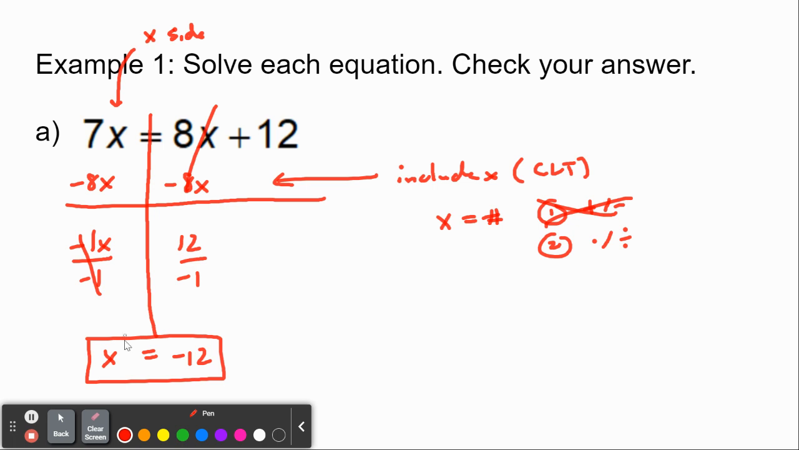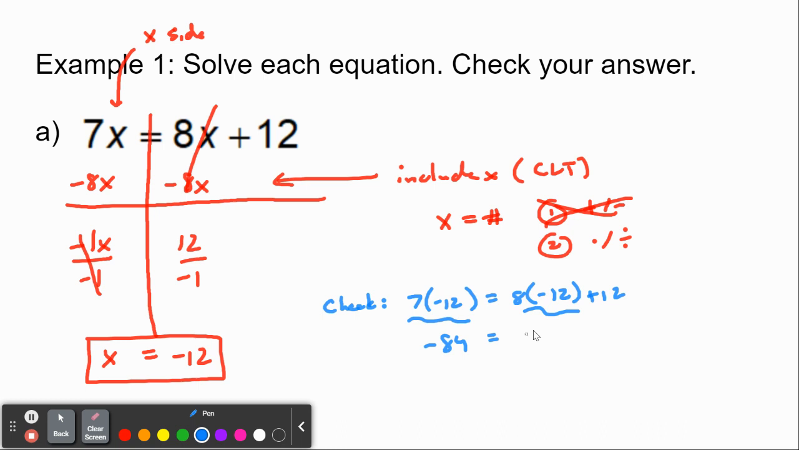Okay, so I think that's my answer. Let me go ahead and check it real fast. When we check it, we have variables on both sides. So ours is going to say 7 times -12 equals 8 times -12 plus 12. 7 times -12 is -84. 8 times -12 is -96, and then just bring down the plus 12. Then I'll combine the -96 and the positive 12, and that's -84. That does, in fact, equal -84, and we have checked our answer, and we should feel good about x being -12.